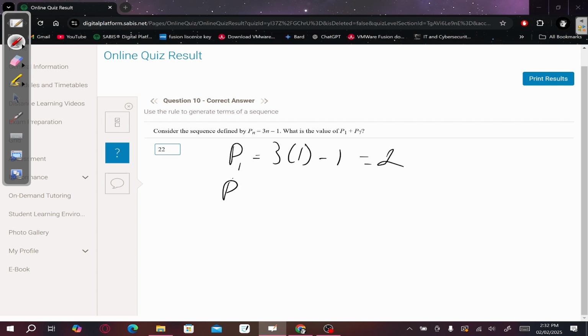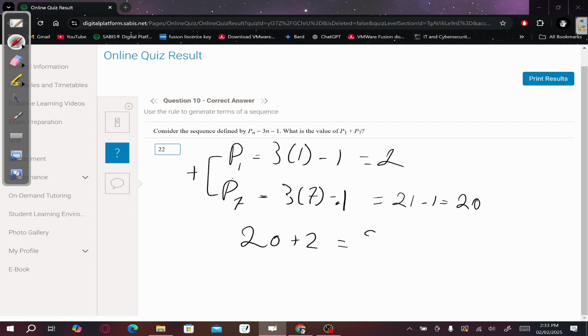Okay, P7 is equal to 3 times 7 minus 1. 21 is 3 times 7, minus 1, which equals 20. So 20 plus 2, since they want the sum of these, equals 22, and this is our answer.